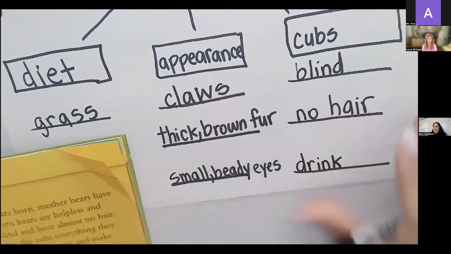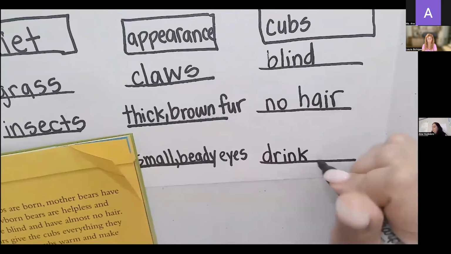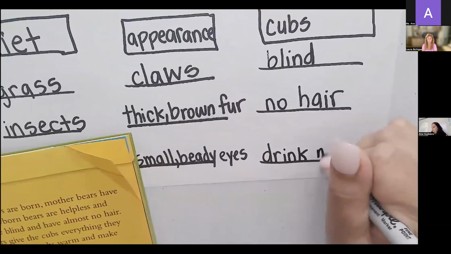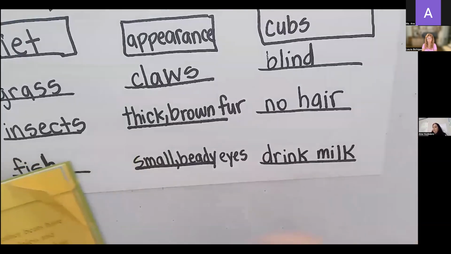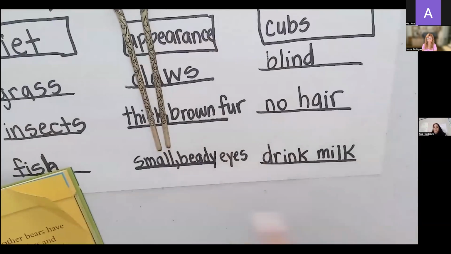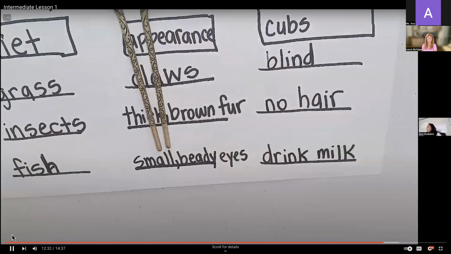Maybe you wanted to look up something else, you might have wanted to Google something. That's absolutely fine. I'm going to pause so you can finish if you are not done with any part of this graphic organizer. Keep it playing. You could keep it playing.